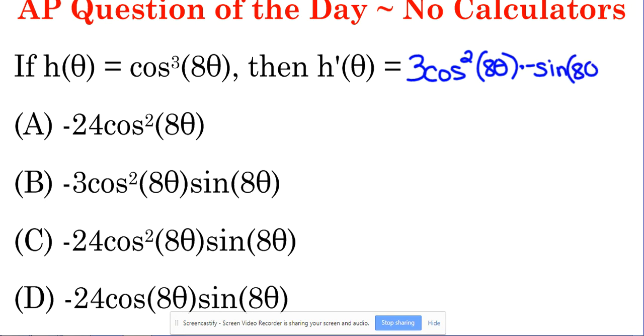That's what a lot of people are going to mess up on. They're going to forget that negative. Times the derivative of the inside, which is 8. So we've got 3 times a negative times 8. So that's negative 24. We can eliminate that answer choice.